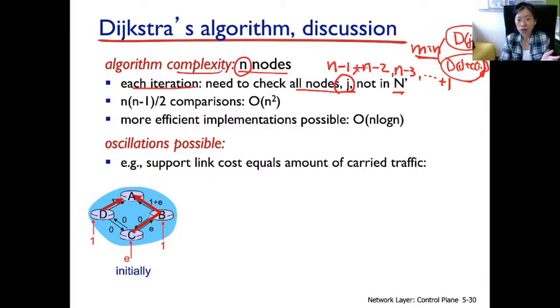So if we add all these together, this is the number of comparisons: n multiplied by n-1, divided by 2. And this is on the scale of n squared, big O n squared. Big O here says that the Dijkstra algorithm in the worst case runs on the scale of n squared. That means the time complexity, the growing trend of the Dijkstra algorithm, is this.